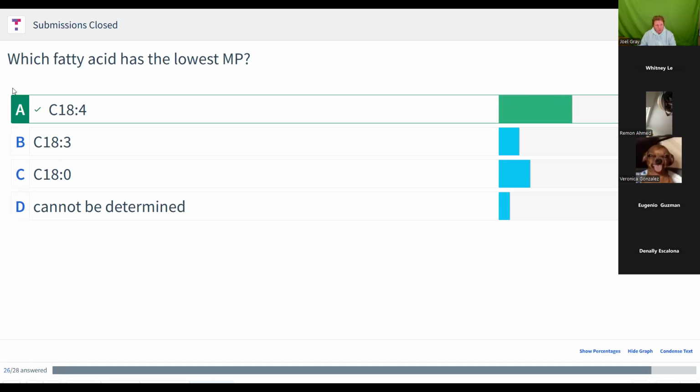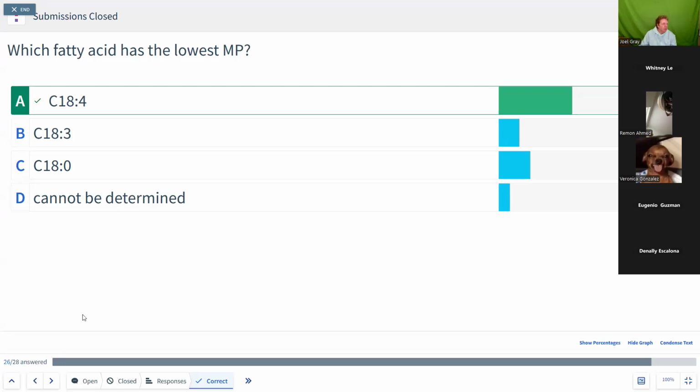I have a tendency personally where I'll think about melting point, and I have to put that into context sometimes. If we looked back at the previous slide, that would give us some insight. But what we're looking for with the lowest melting point is the molecule that has the most double bonds. And so colon 4 indicates that we've got 4 double bonds, so that is going to be our lowest melting point. 18:0, that's going to be the highest melting point.